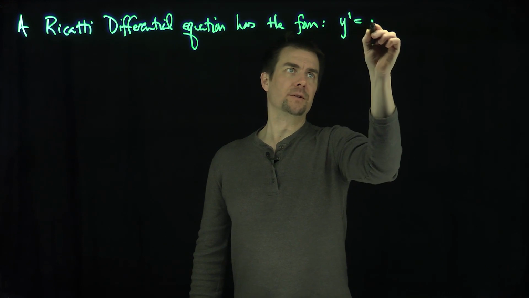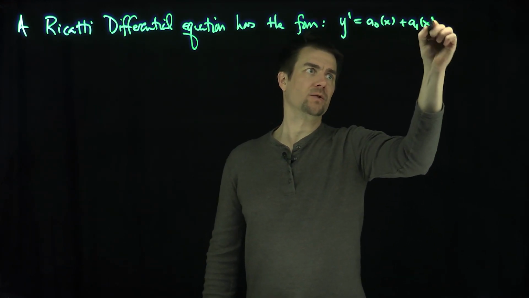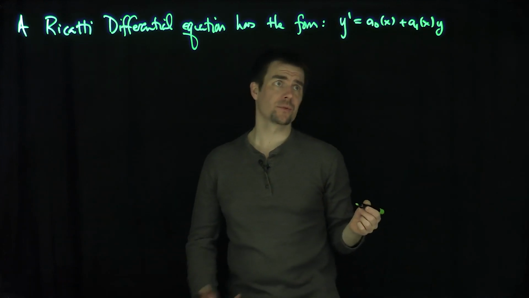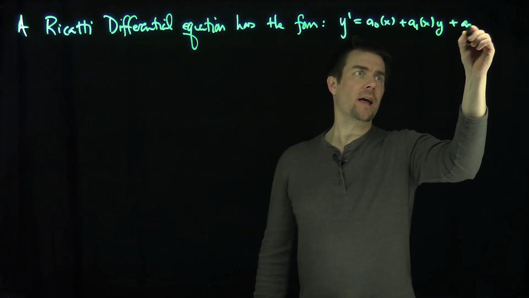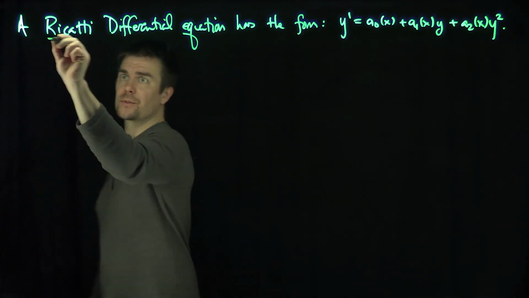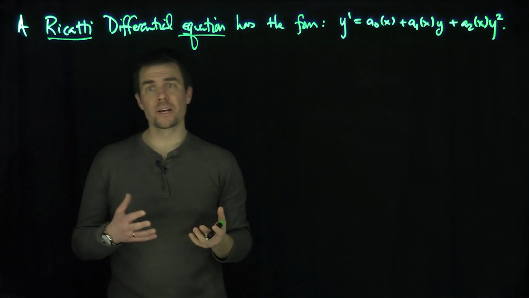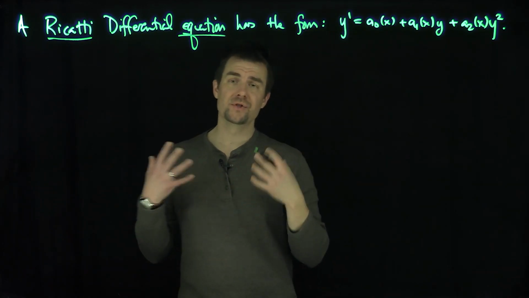y prime is equal to a0 of x plus a1 of x y. Those would be linear equations right here. And then I add on an a2 of x y squared. So those are called Riccati equations. Now Riccati equations are intimately related with second order differential equations that are linear.